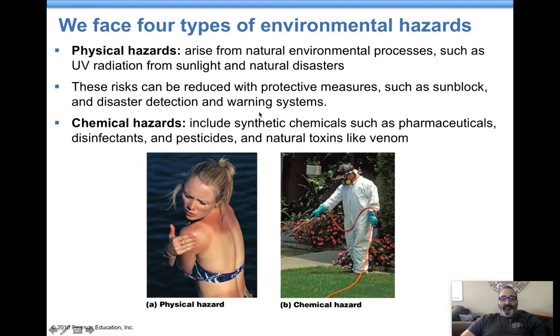So let's define a few things. There are different kinds of hazards around us in the world: physical hazards, chemical hazards, cultural, biological. Let's first talk about physical hazards. These are things like natural disasters, ultraviolet radiation, things that are physical that are around us that can be hazardous to our health. Chemical hazards include synthetic chemicals, meaning man-made chemicals, pharmaceuticals, disinfectants, pesticides. Those are all man-made, and natural toxins are also part of this chemical family of hazards. These pictures show a sunburn, and someone spraying, in this case, pesticide around their house.